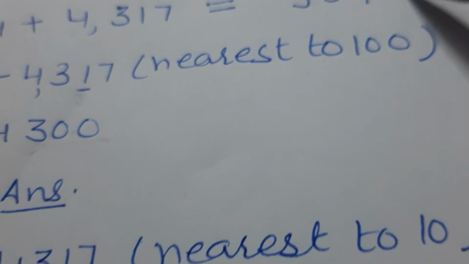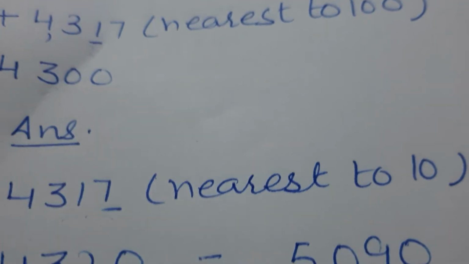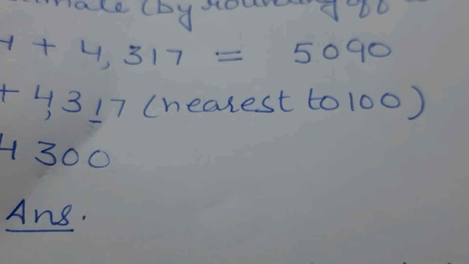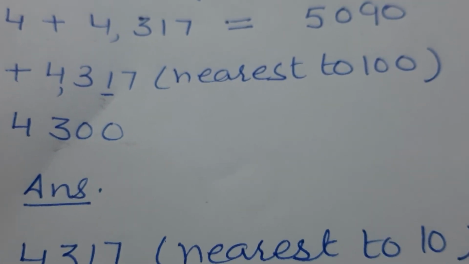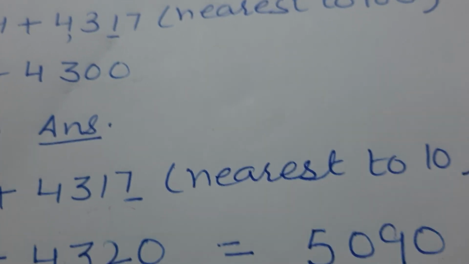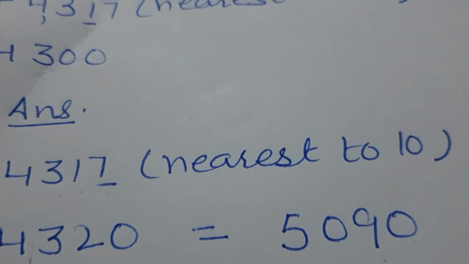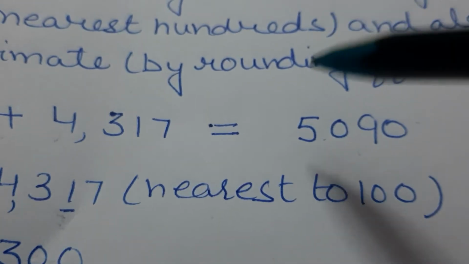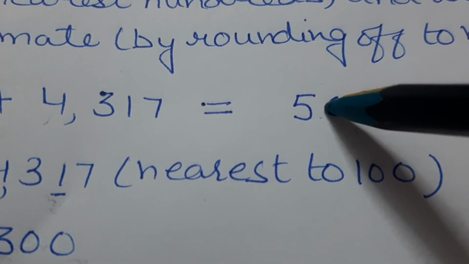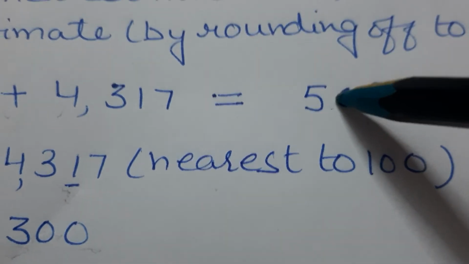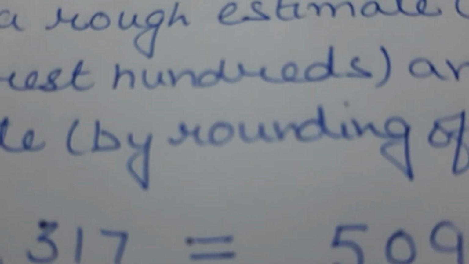But if we add these numbers actually without rounding, we also get 5090. If you see, both these answers are the same. This is by chance. Otherwise both these answers can be different also. But you will see in other sums, when you round off numbers nearest to tens, this answer will be closer to the actual sum. Okay, so I hope it is all clear to you. Thank you, students.